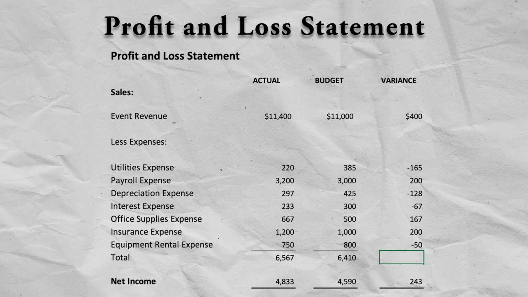Payroll expense was unfavorable due to employees working over. Office supplies had an unfavorable variance due to going over our budget in office supplies, as well as insurance expense due to needing extra policies.